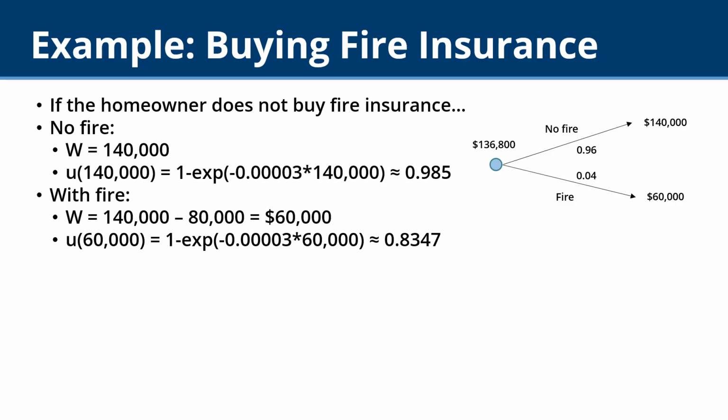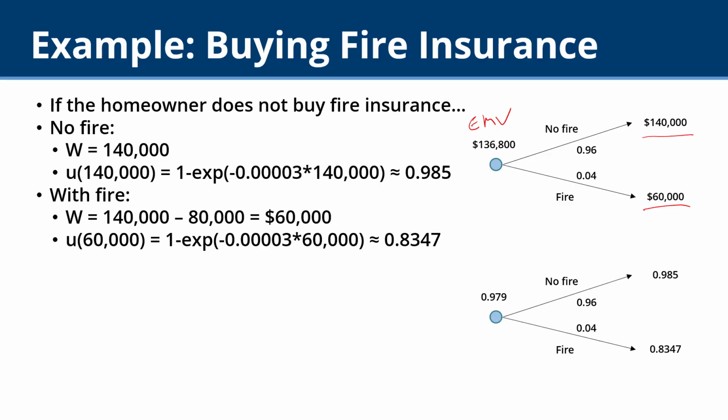If you take a pure monetary value, expected value, if the homeowner decides not to buy fire insurance and there's no fire, the net outcome is still $140,000. There's no change in their wealth. But if there was a fire, they have to pay $80,000 in repairs, so the net wealth decreases by $80,000. The associated probabilities are on the tree: 96% for no fire, 4% for fire. So the EMV here ends up being $136,800. This is the expected monetary value for not buying.